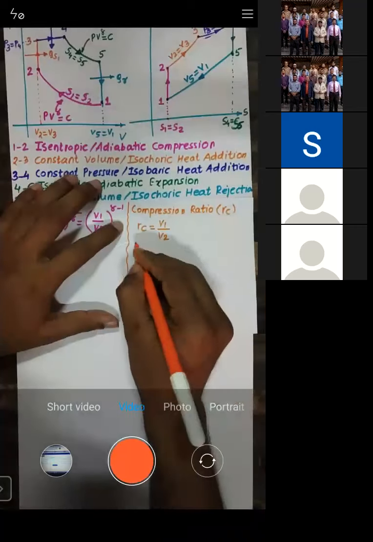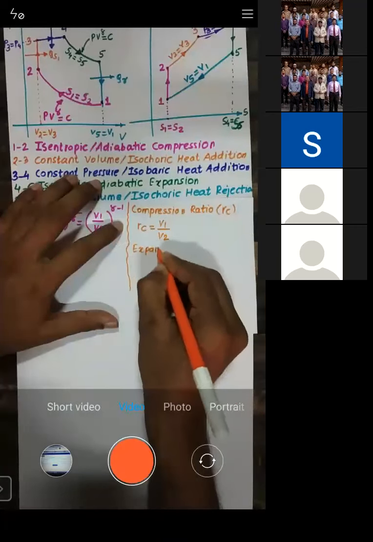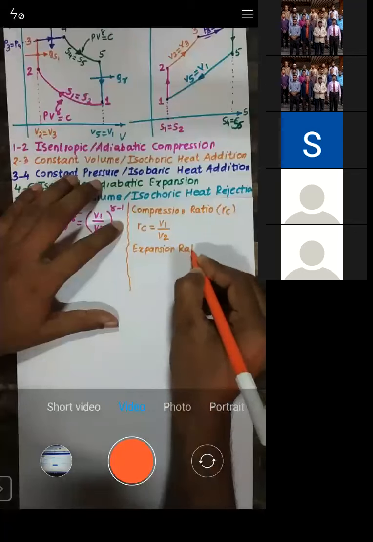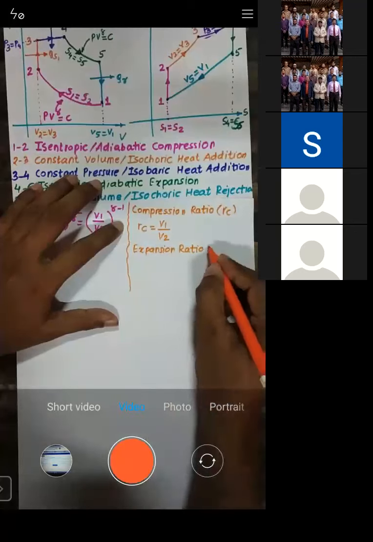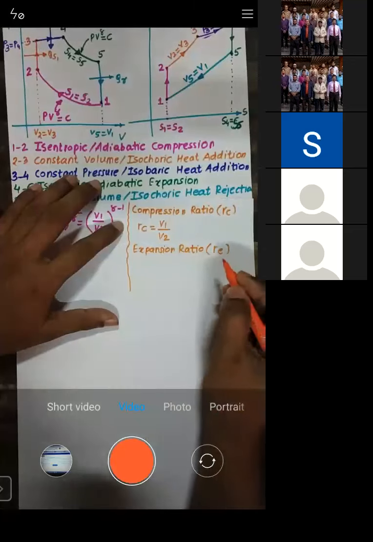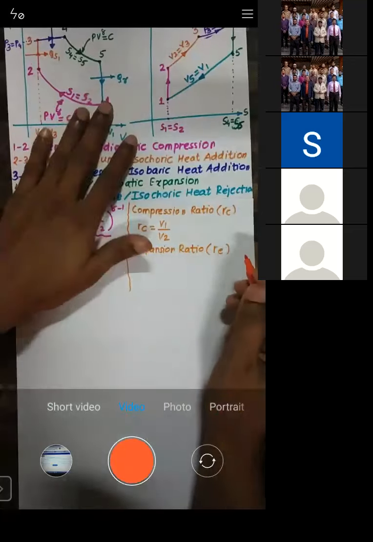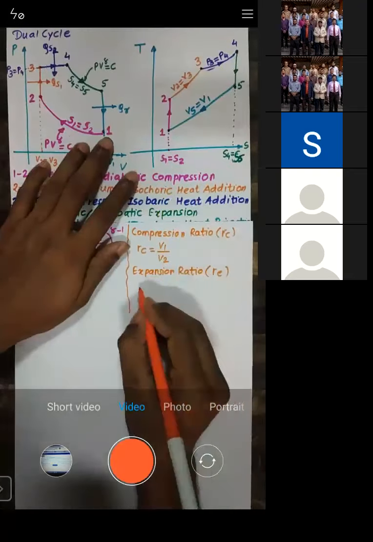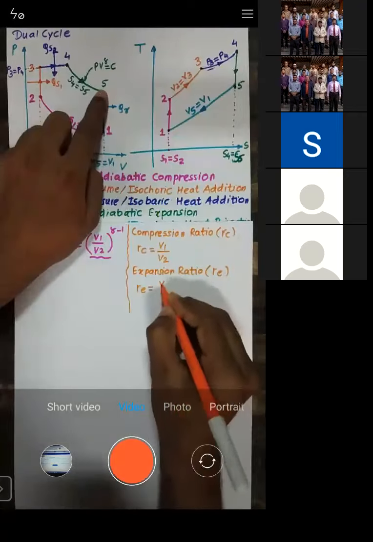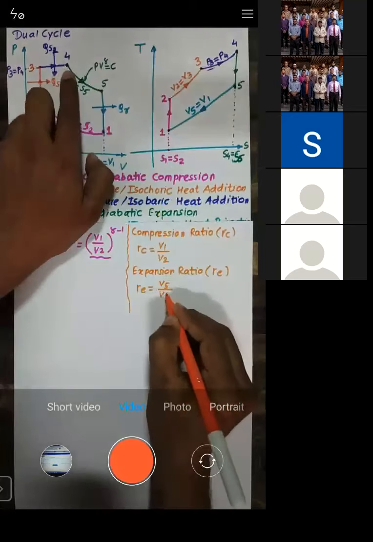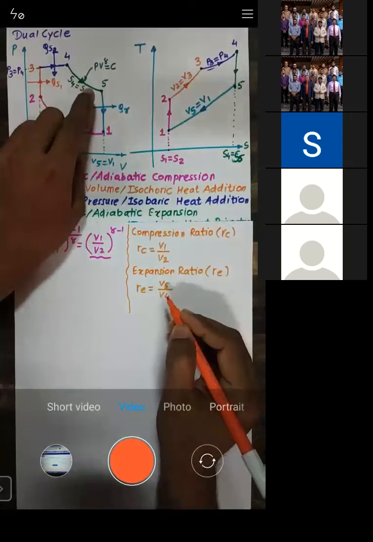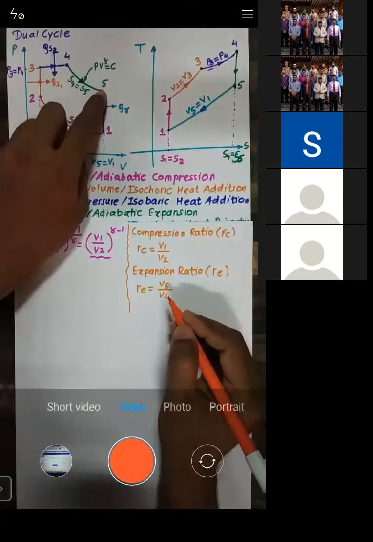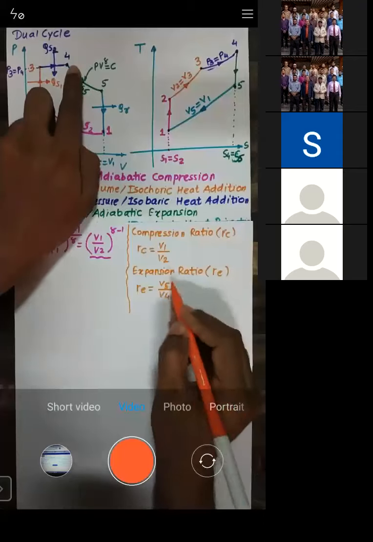One more ratio is called the expansion ratio. We have already seen these ratios for the Otto and diesel cycles. Expansion ratio is indicated by RE. It is the ratio of volume after the expansion to the volume before the expansion. You can see it's a ratio of V5 by V4, because V5 is greater than V4.